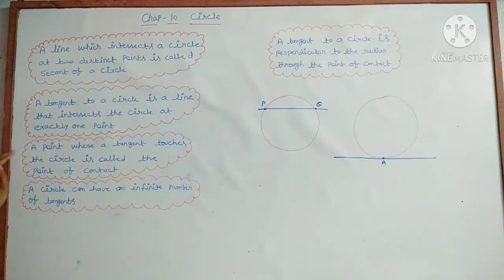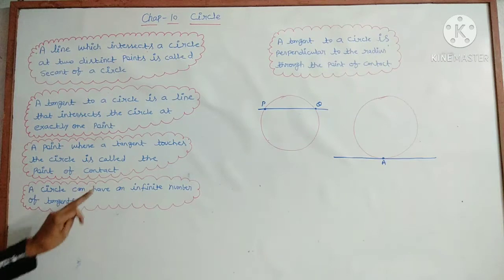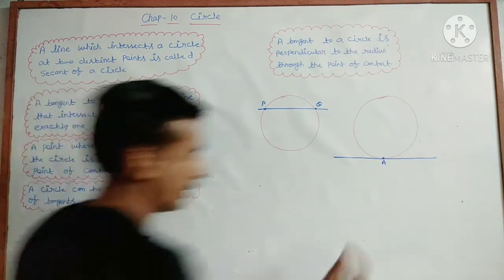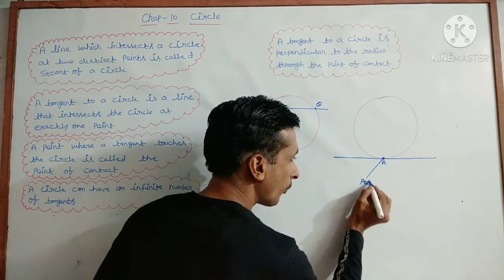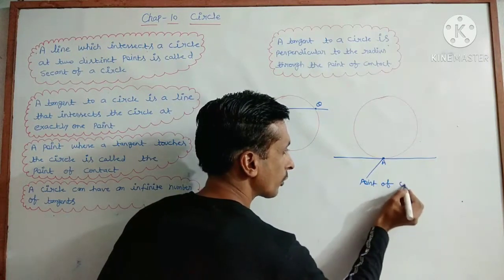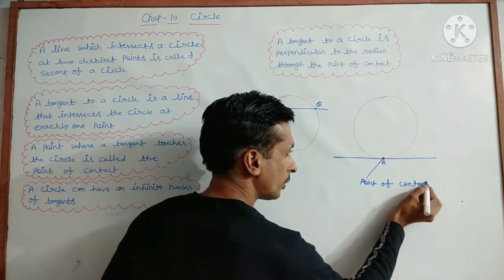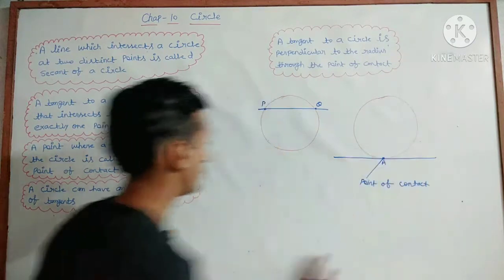And the third point, a point where a tangent touches the circle is called the point of contact. What is the name? Point of contact, okay? And this line is called the tangent.